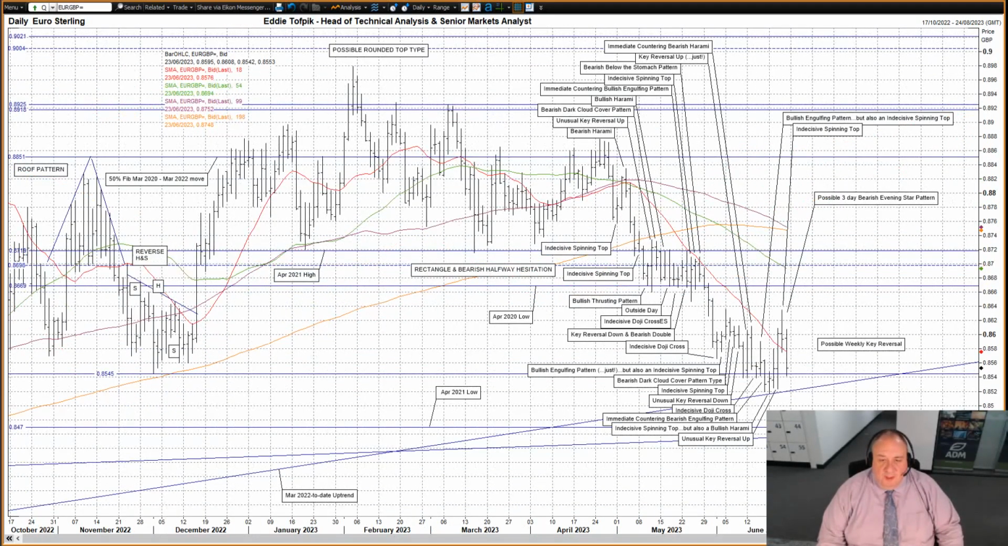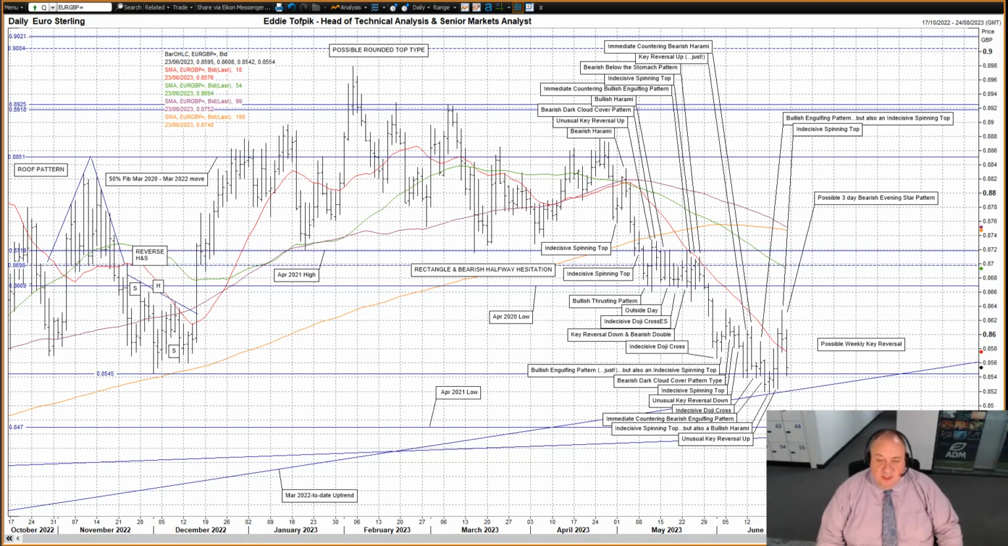Euro sterling. A higher but still indecisive spinning top yesterday with a long tongue on it. It was in part, I suppose, a follow-on higher to the previous session's very interesting and quite large and unusual key reversal up. However, it was not a solid follow-through. It nevertheless still supports the idea of a possible weekly key reversal for this week. So, if we close tonight either over 85.45 or under 85.30, then we'll be on. Right now we are still looking at a possible weekly key reversal up.